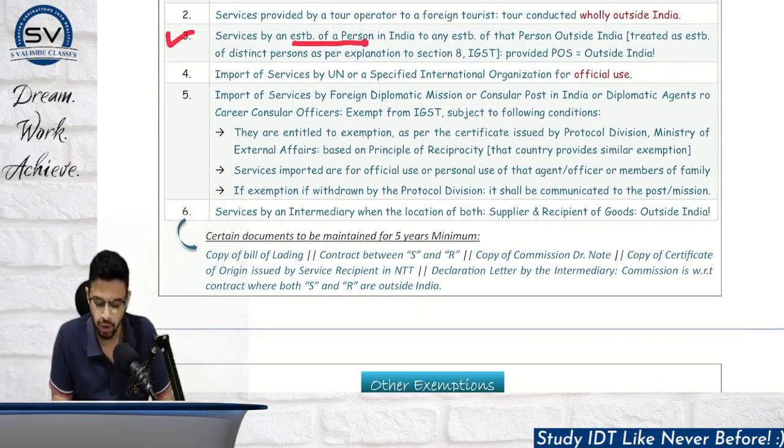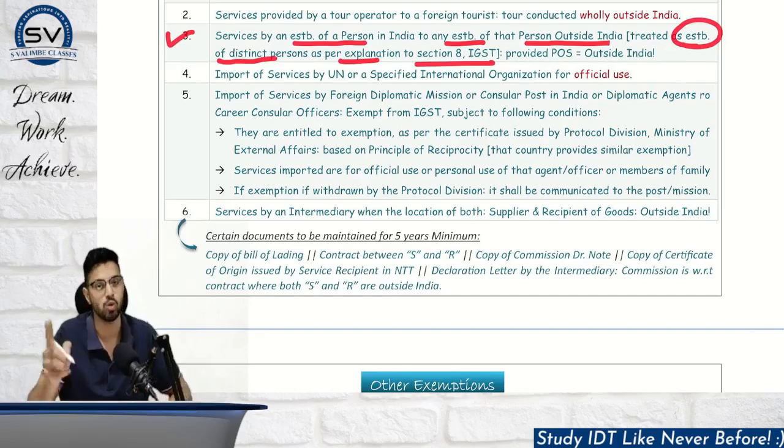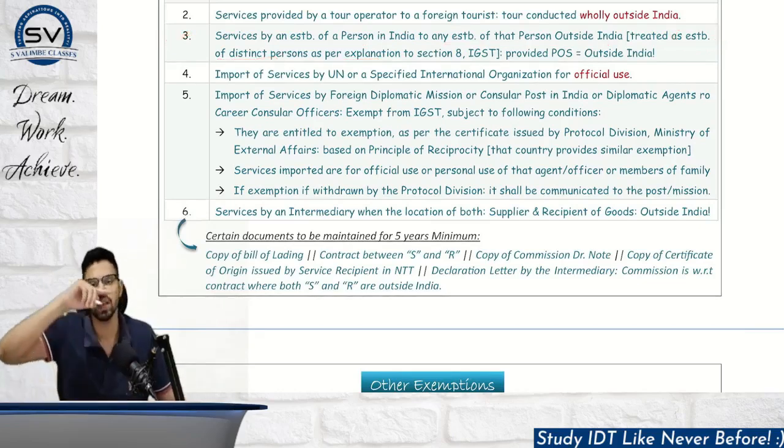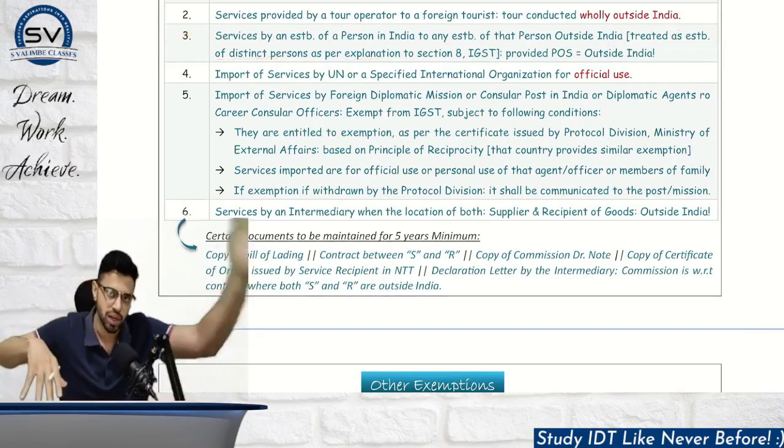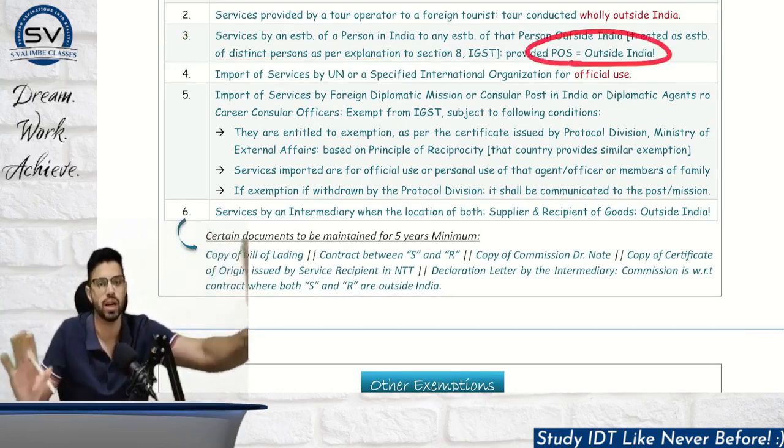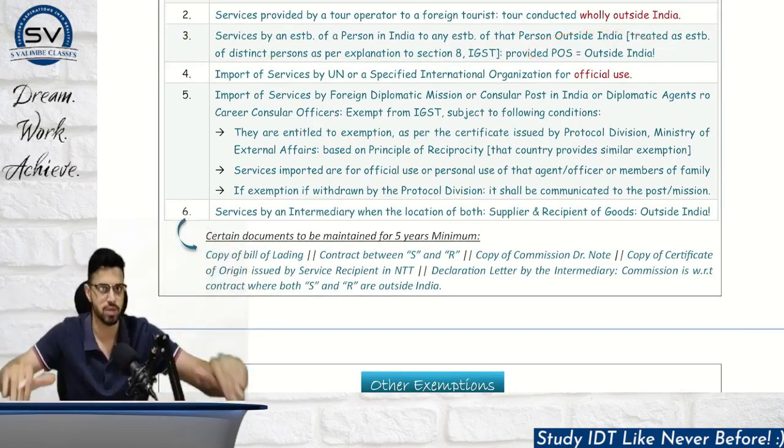Services by an establishment of a person in India to any establishment of that person outside India, which is treated as an establishment of a distinct person as per the explanation to Section 8, that we have already covered. So basically one unit of a company in India, one unit outside India, and place of supply is outside India, no IGST even if it comes into picture.